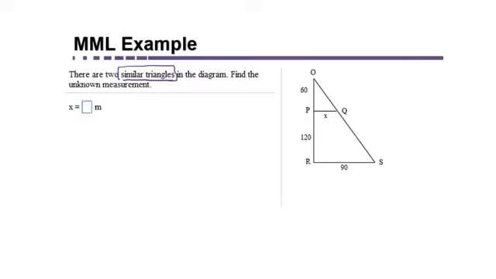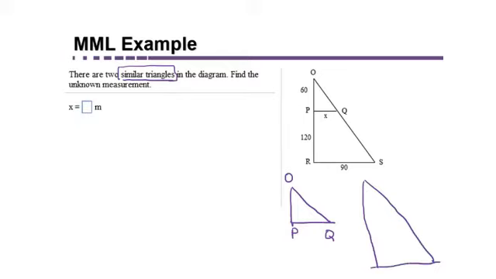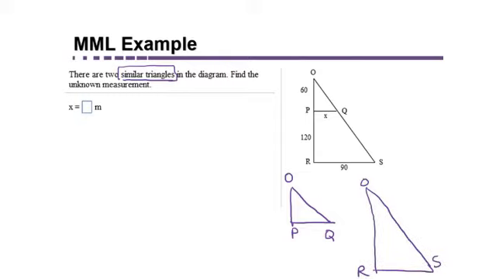In this case, it's kind of tricky for people to look at the diagram and see two triangles because one triangle's inside the other one. But what I recommend is that you draw them separately as you're doing your work. So I'm going to pull out of the diagram the triangle OPQ, and then I'm going to draw next to it the larger triangle, which is triangle ORS.